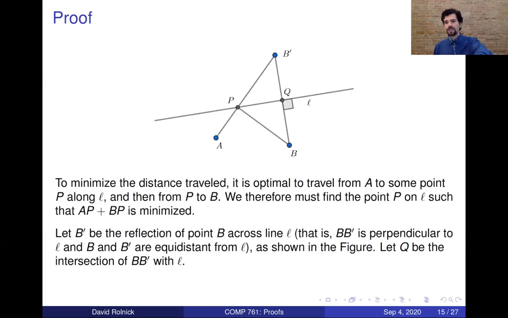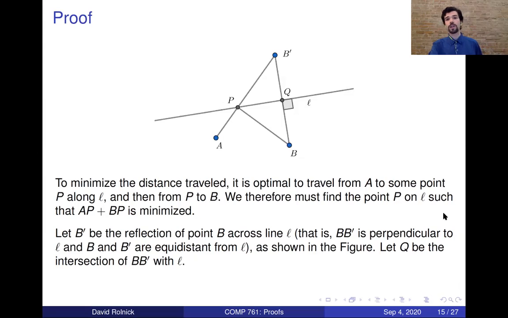And, you know, again, you probably wouldn't have to write this parenthetical in a formal proof. This is just explaining what a reflection is. That is, BB' is perpendicular to L, and B and B' are equidistant from L. That's just the definition of a reflection. As shown in the figure, it's always important to reference your figure. If you have a figure there, remember that the person doesn't necessarily know to look at it at a certain point. So say, this is a good time to look at the figure.